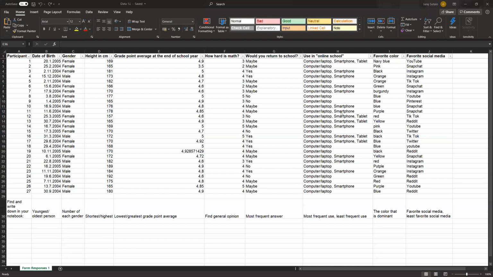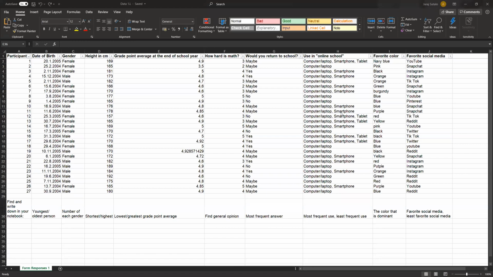Good day, everyone. So today's lesson is going to be about the table that you guys made last week. I have gathered all the data. I have made a table out of it. Basically, Google made a table out of it.